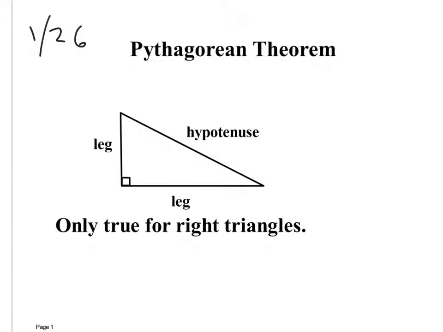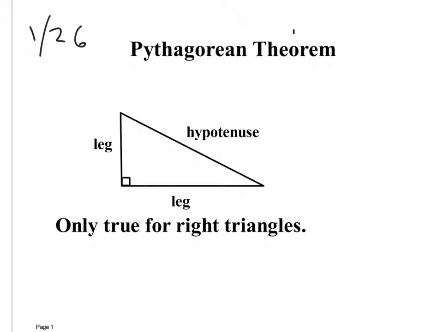Alright, today we're talking about Pythagorean Theorem. A guy named Pythagoras a long time ago came up with this theorem that if you had two sides on a right triangle, you can always find the third side. A couple things you need to know: Pythagorean Theorem only works for a right triangle. It does not work on obtuse, it does not work on acute. It only works on a right triangle.